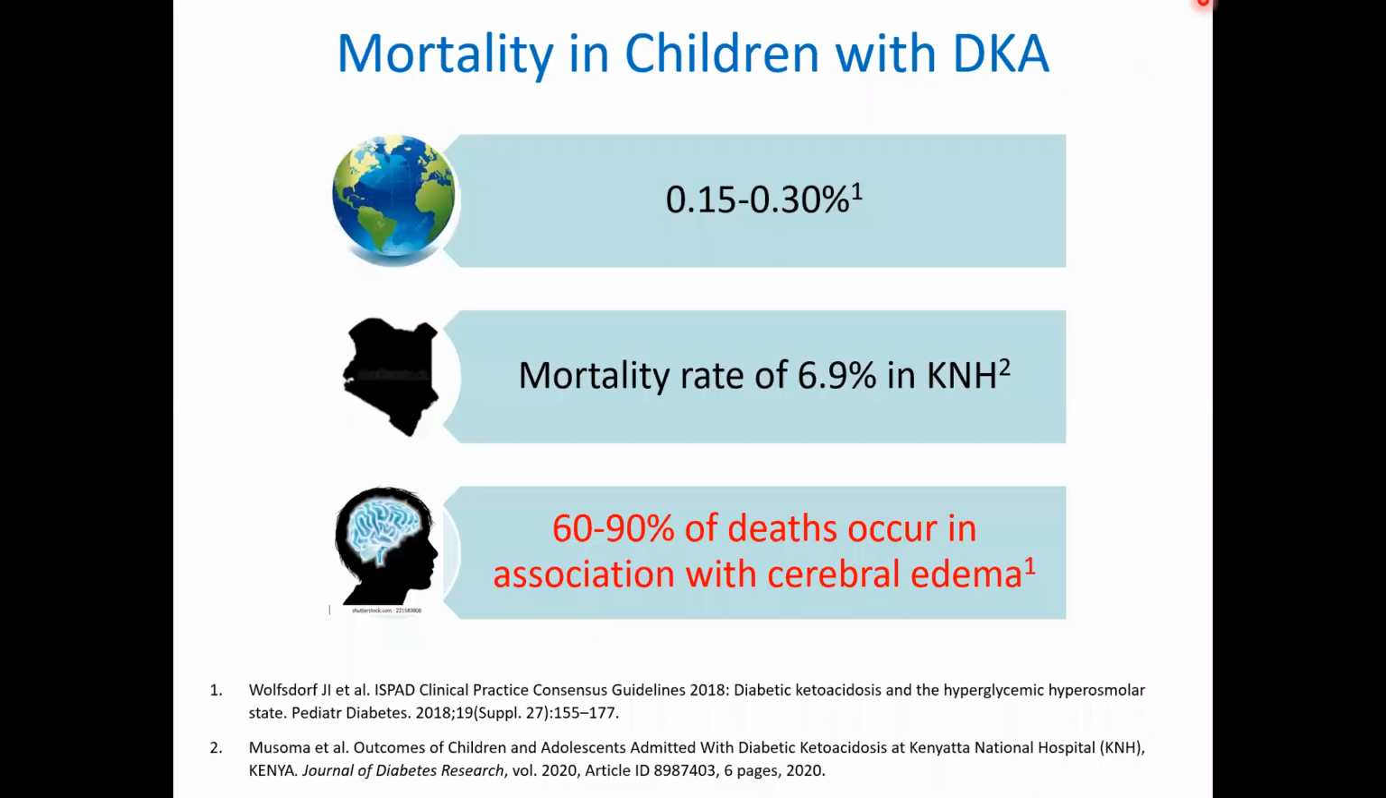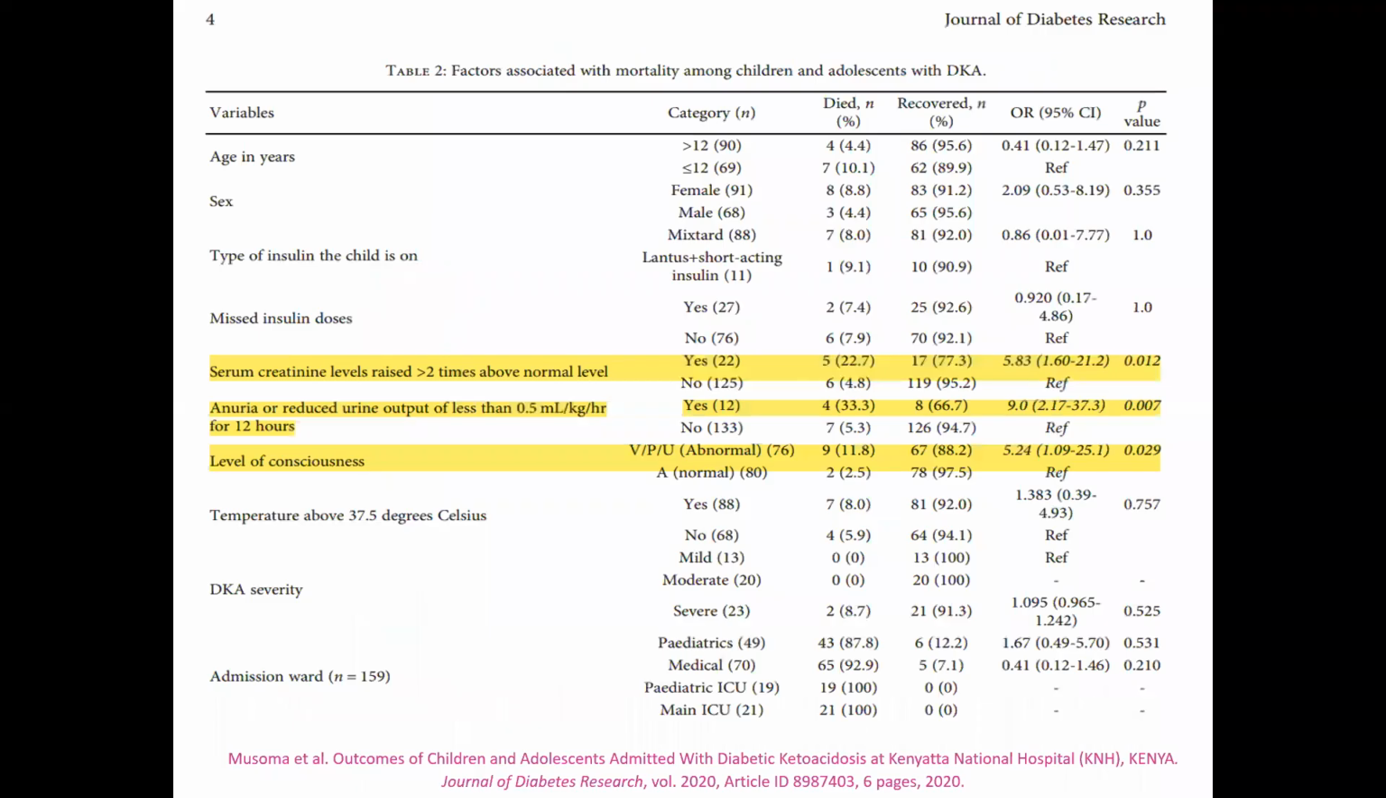So looking at mortality in DKA, the mortality rate is estimated to be about 0.15 to 0.3%. Here in Kenyatta, in the study by Musoma et al., they actually found the mortality rate to be 6.9%. And of note is that 60 to 90% of deaths occur in association with cerebral edema. So this is the complication to look out for.